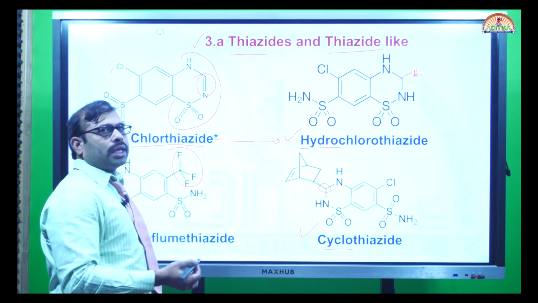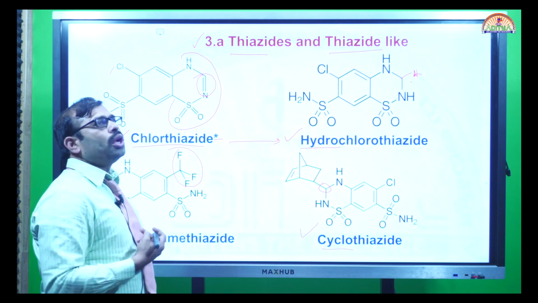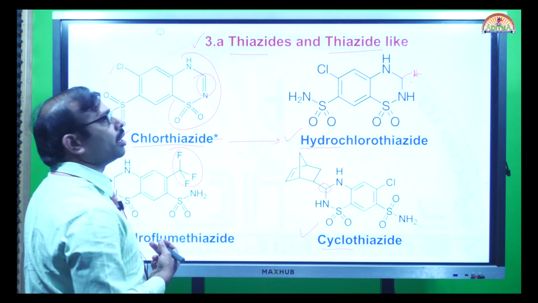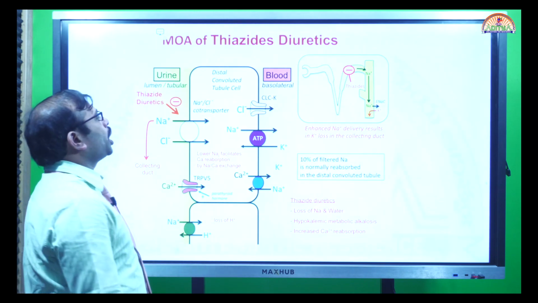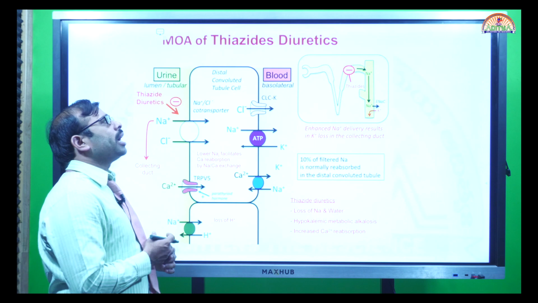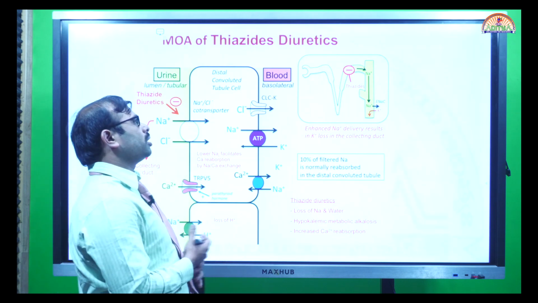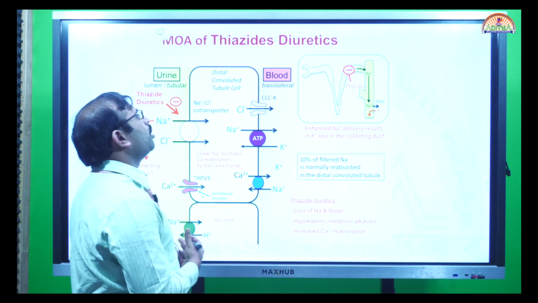In this we are going to learn mainly the mode of action and the uses of these thiazide diuretics. Now we are going to discuss the mode of action of thiazide and thiazide-like diuretics: chlorothiazide, hydrochlorothiazide, hydroflumethiazide, and cyclothiazide.